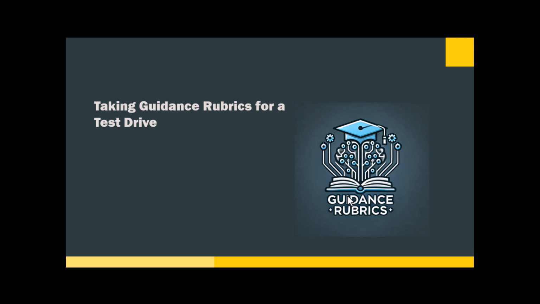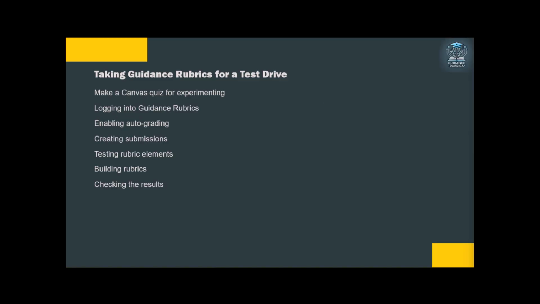Note that this system is tightly integrated with Canvas, so you'll need instructor access to use Guidance Rubrics. This video will go through several steps. First, we will make a test quiz in Canvas. Then, we'll log into Guidance Rubrics and configure the system to work with your Canvas account. Next, we'll configure Guidance Rubrics to automatically grade the quiz we made in Canvas.